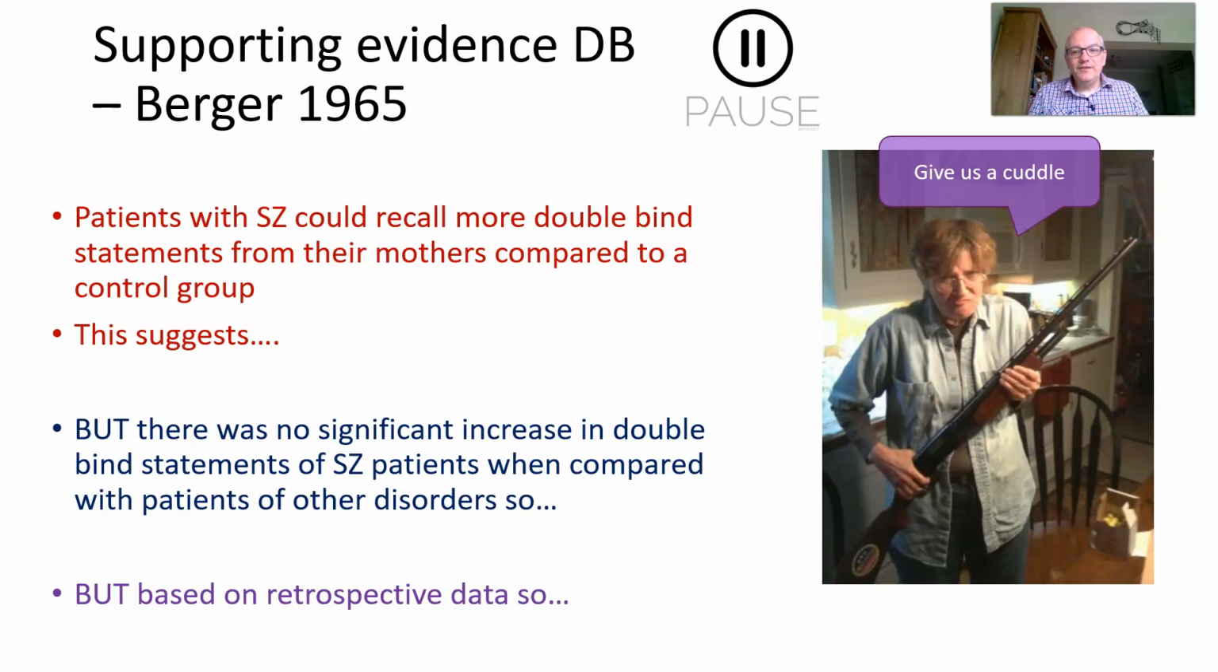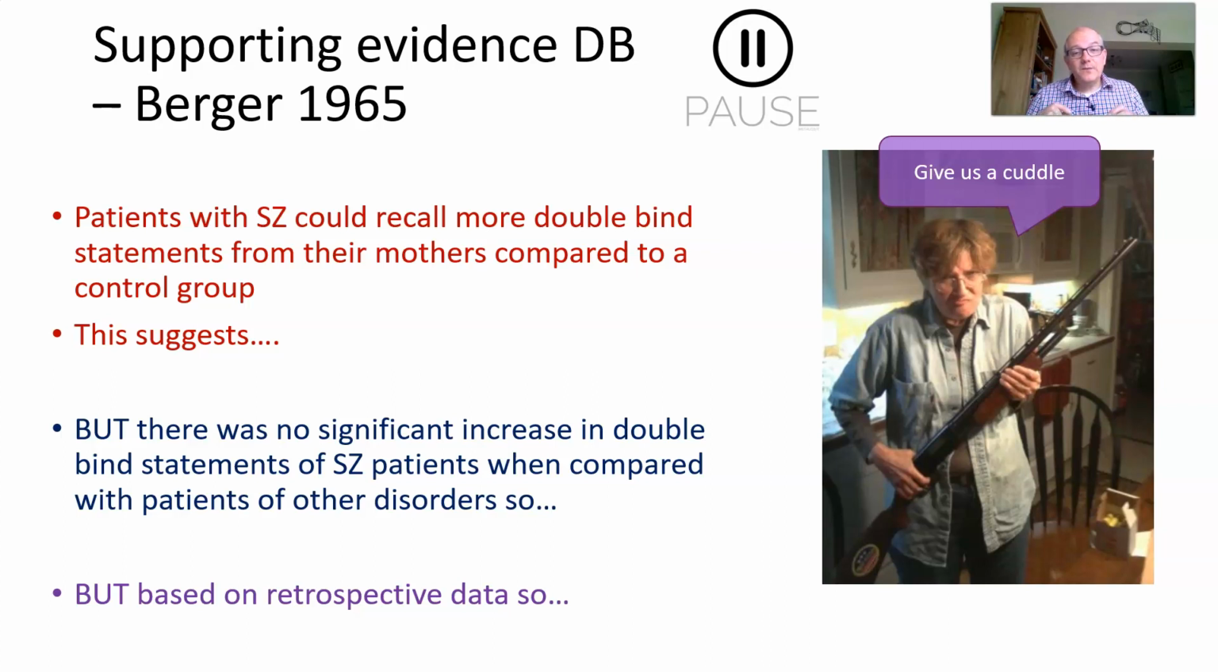Okay, so let's have a look at this. What does Berger's research suggest? Well, it suggests that there is evidence to support the double bind communication idea. That actually the more double bind communications were occurring during childhood for schizophrenics and non-schizophrenics, it must play a part, surely. However, what we do need to look at is that when we compared it to other disorders, what Berger found is there was no difference.